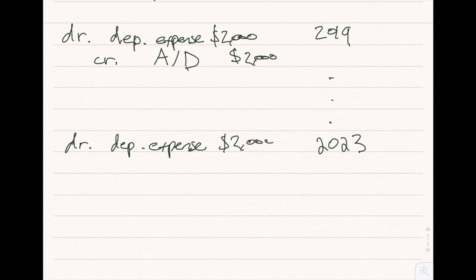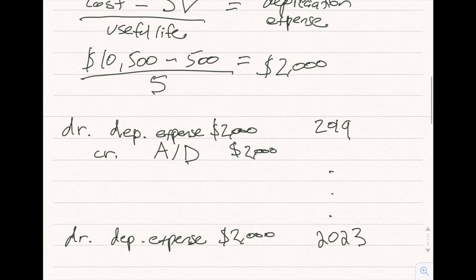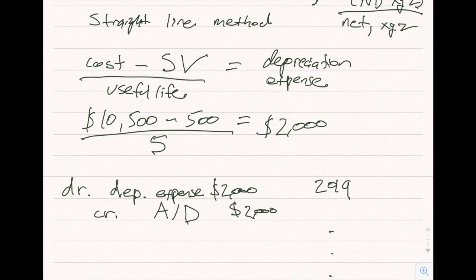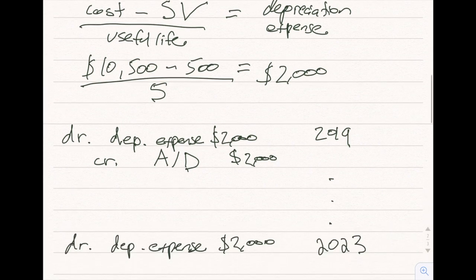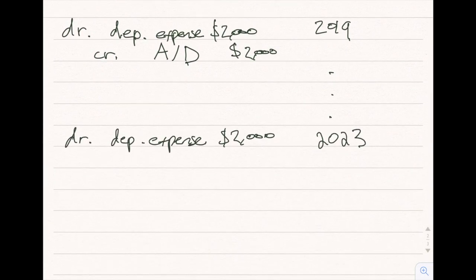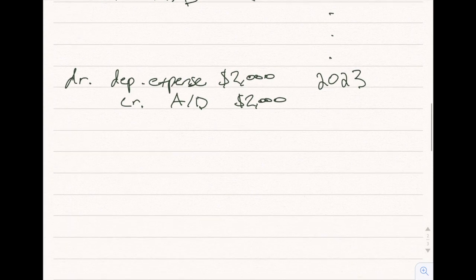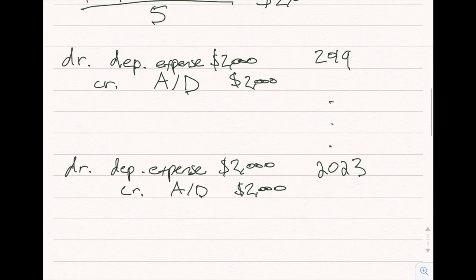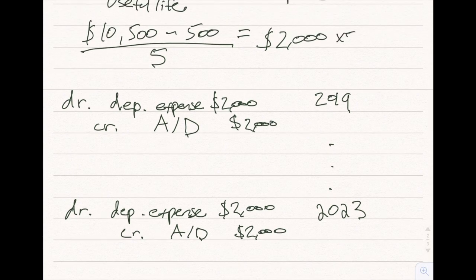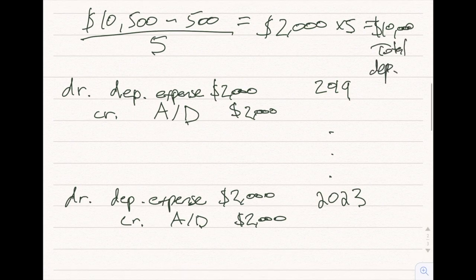And it's just going to be the same amount. That's what straight line depreciation is. So this method, straight line depreciation, there's other methods out there, but this is the simplest. You know it's going to be the same amount every year. Okay. Cumulative depreciation, 2,000. And that's it. And the way you can check your work is, we've had 5 years at 2,000, so you're going to have total depreciation of 10,000.